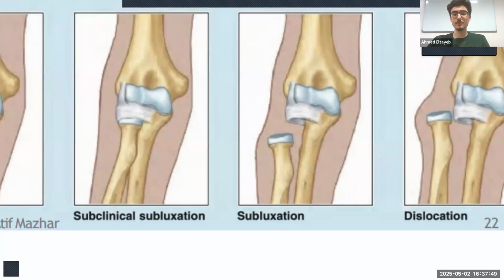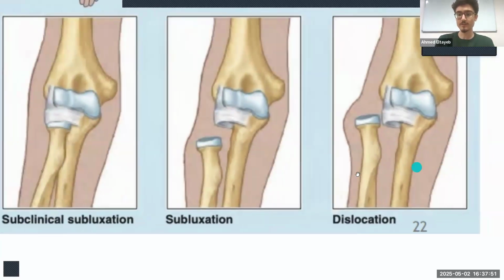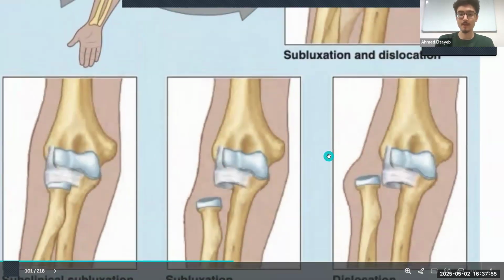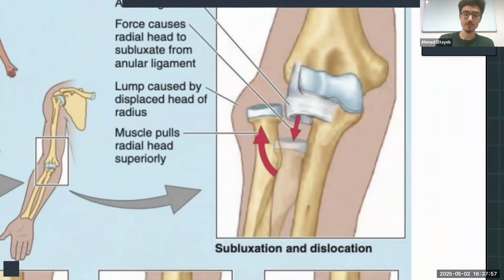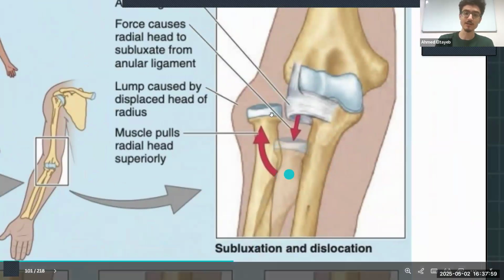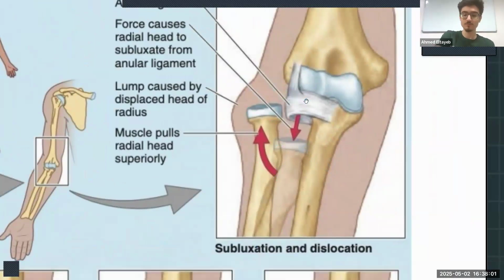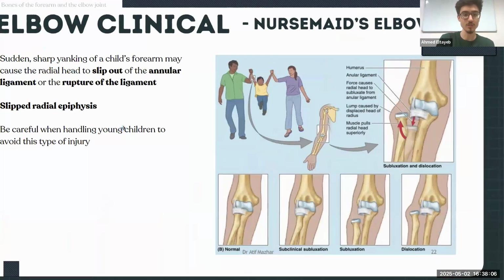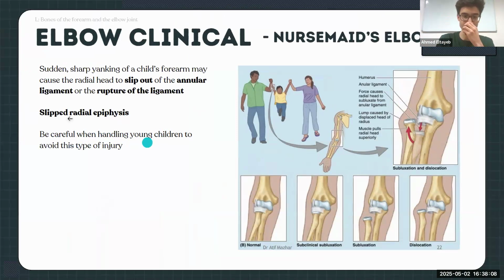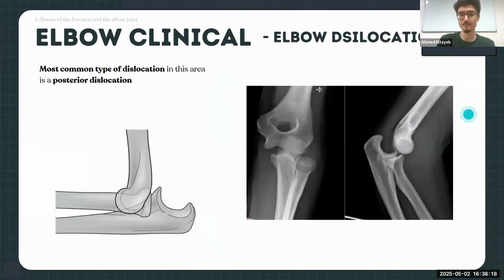Now it's not in its anatomical place at all. You can clearly see here, it's even pressing on the skin. So now it's called a dislocation. Like what happens in nursemaid's elbow? You first have a subluxation and a dislocation due to the forceful yanking or pulling on a child's arm. So we should be really careful with kids. It's essentially just the radial epiphysis that slipped out of the annular ligament, and in very extreme cases, there is a complete rupture of the annular ligament.